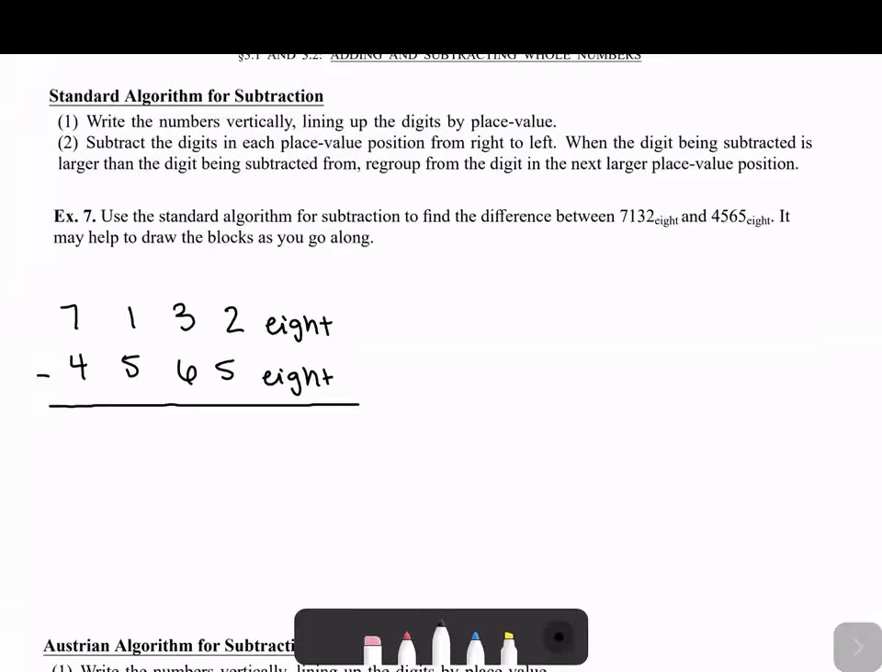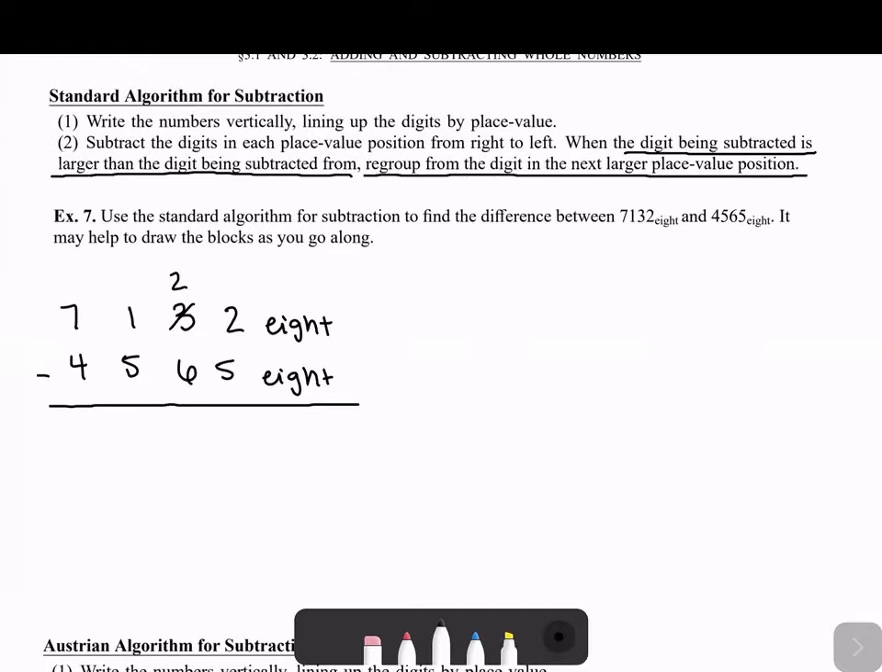So this is the part of the algorithm where it says when the digit being subtracted is larger than the digit being subtracted from, in this case 5 is bigger than 2, we're going to regroup from the digit in the next largest place value position. So the next largest place value is 3. So we're going to take one of these 3's away and we're only left with 2. So in this case, we're going to be left with 2 longs.